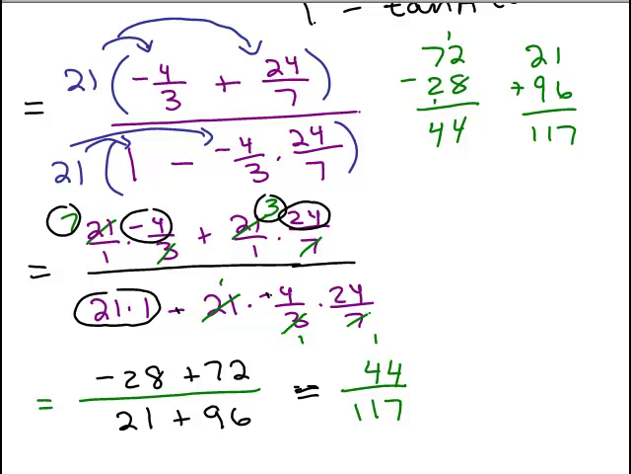And that does not cancel because 44, the only factors are 2 times 2 times 11, and none of those numbers go into 117. So that is our answer. We ended up with a positive 44/117. Now let's look at those angles and see if this makes some sense.